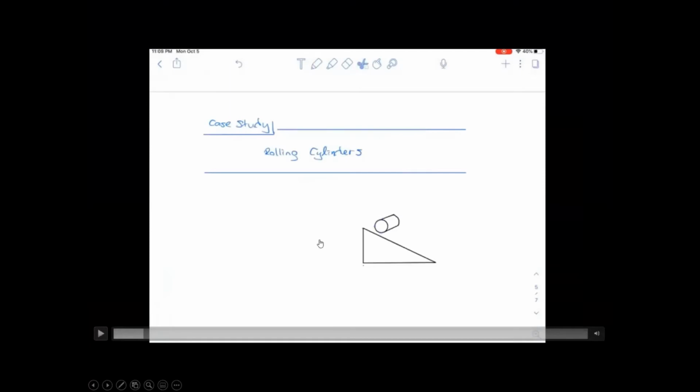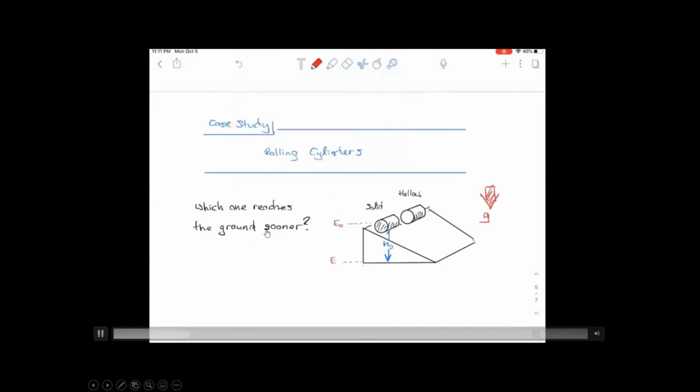It's a generic problem. It's got some conclusions that we will use in the conceptual as well as the multiple choice sections of the test. So we've got a solid and a hollow cylinder. Which one is going to reach the ground sooner? Initial height is given. Ignoring friction, gravity is known for sacking.